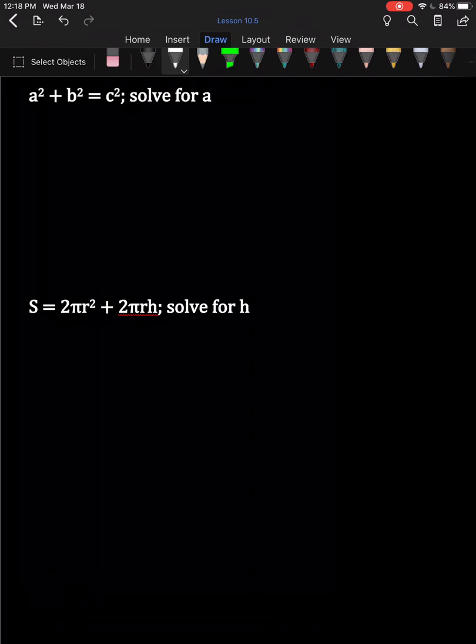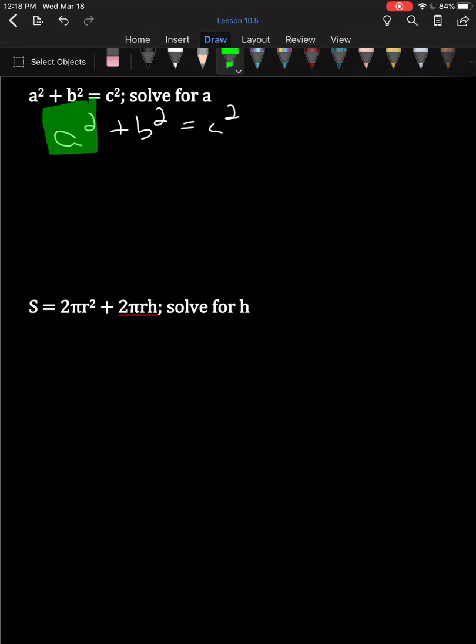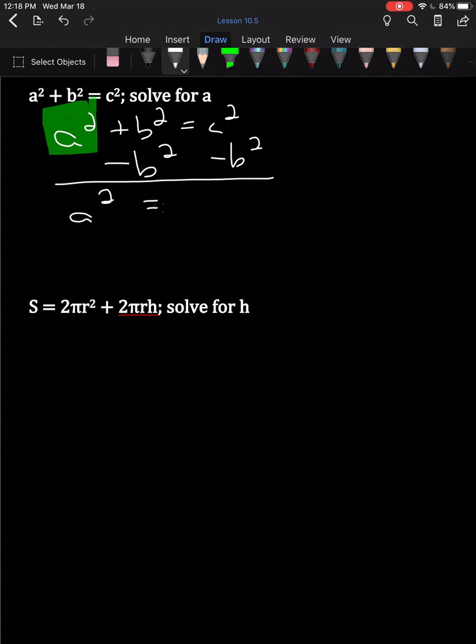For the next guy, we have a squared plus b squared equals c squared, the old Pythagorean theorem. And we're being asked to solve for a. This is a two-step equation. An exponent is kind of like multiplication on steroids, I guess. We will definitely deal with it last. So the first thing we got to do is subtract b squared from both sides. It's positive. To move it, I have to subtract. So a squared is equal to c squared minus b squared.